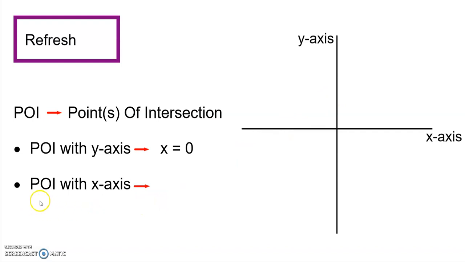But if you are looking for the points of intersection with the x-axis, then always remember that when you are looking for a point on the x-axis, you always know y is equal to 0. Remember this well because it's really helpful in this chapter.